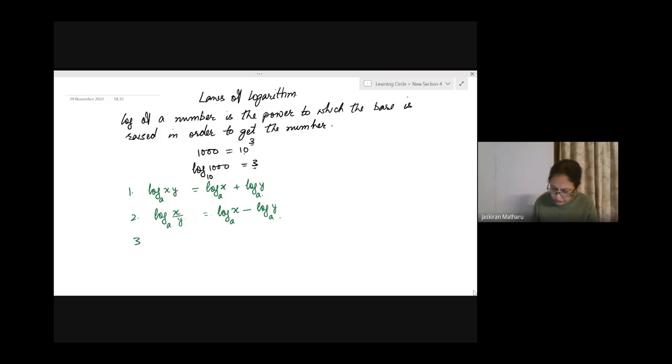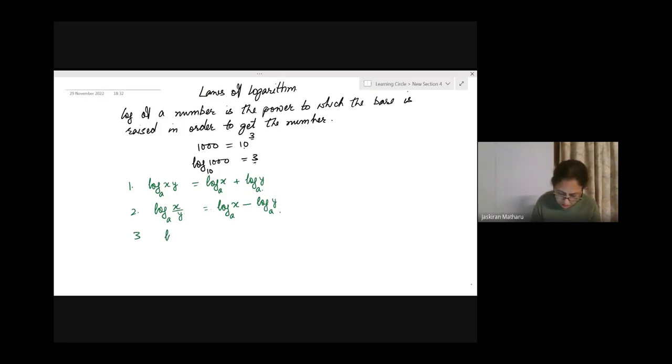Third law is log of x to the base a, and x is raised to the power n. So this can be written as n log x to the base a.